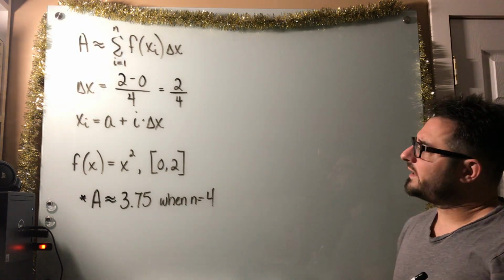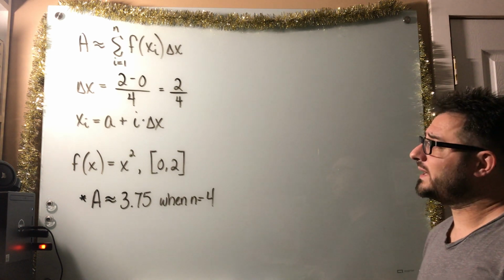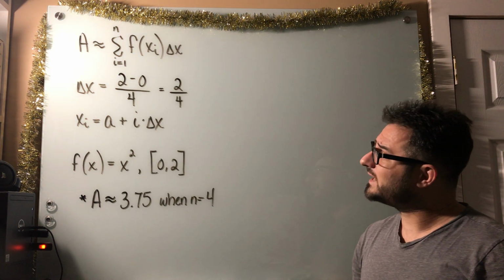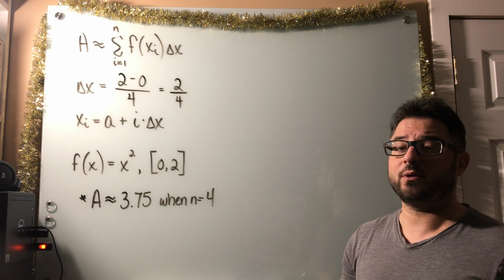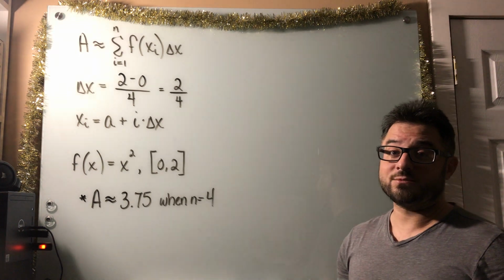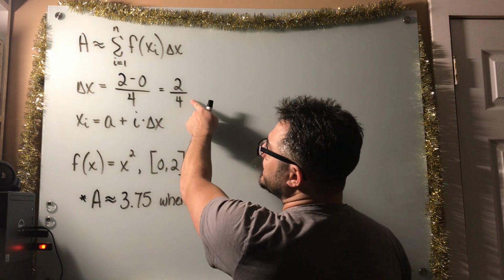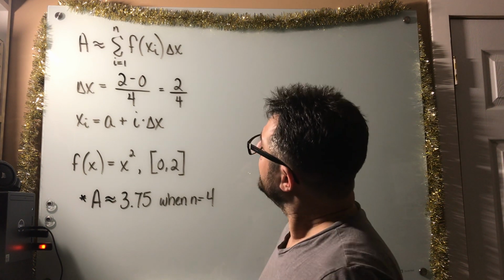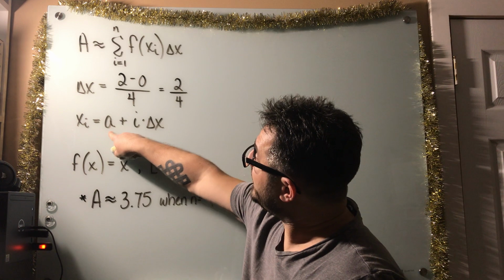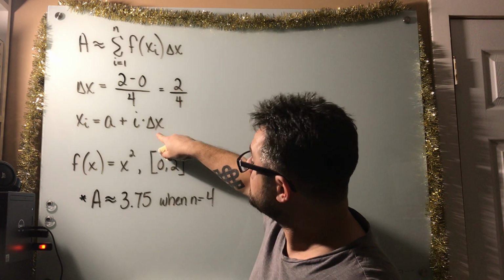I can simplify that. I could turn it into a decimal even. That's not always actually the best idea. In fact, I'm going to suggest that leaving it as an unsimplified fraction is going to be a good way to go. You'll see that as we get into this later on. I'm going to leave that as an unsimplified fraction. Now, we know the value of a, that's 0, and we now know the value of delta x, 2 over 4.